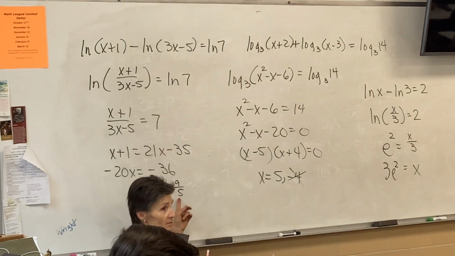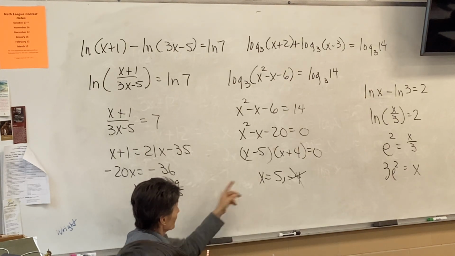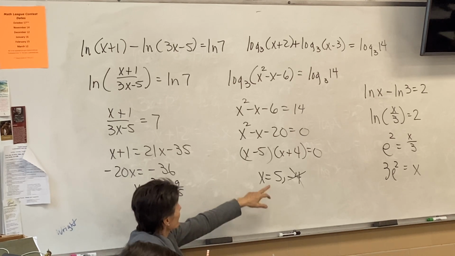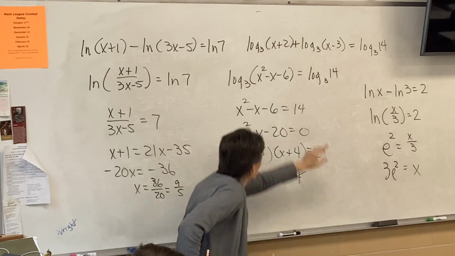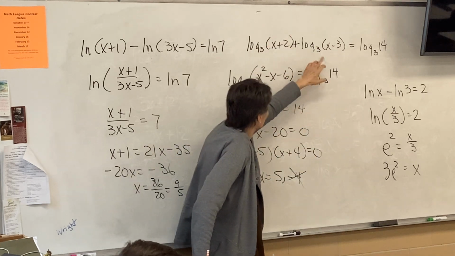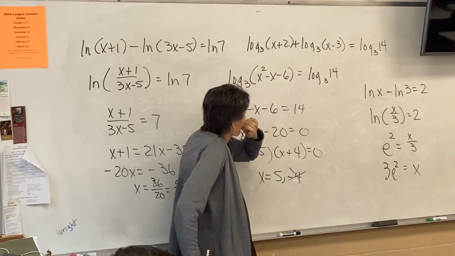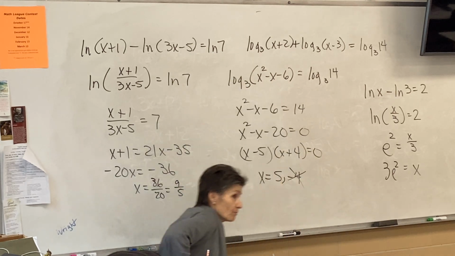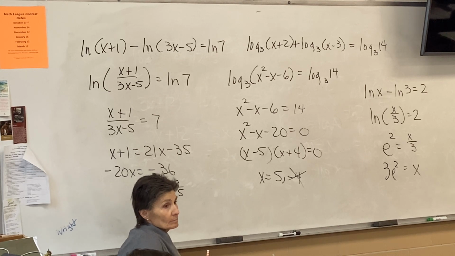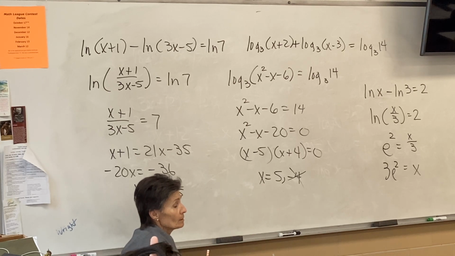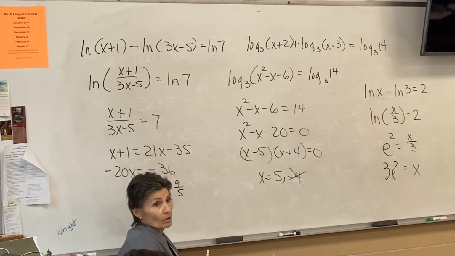I got 9/5 for the first one. I got 5 for the second one, because -4 would make both of them negative, actually. So I threw it out. And then I got 3e squared for that last one. So that last one I had to log roll because it only had logarithms on one side.